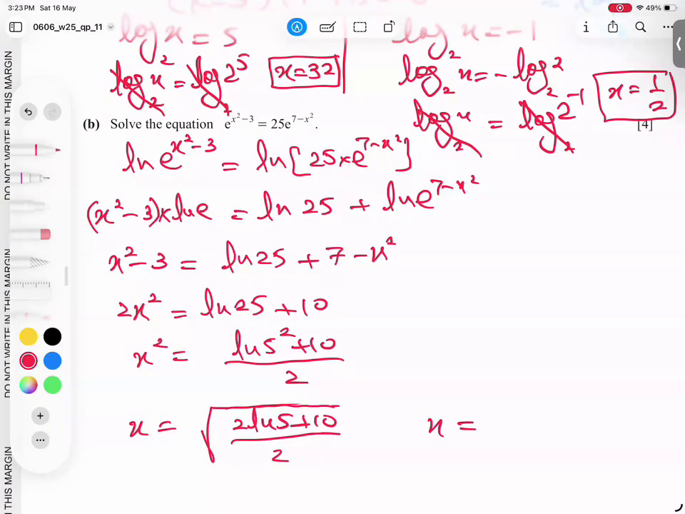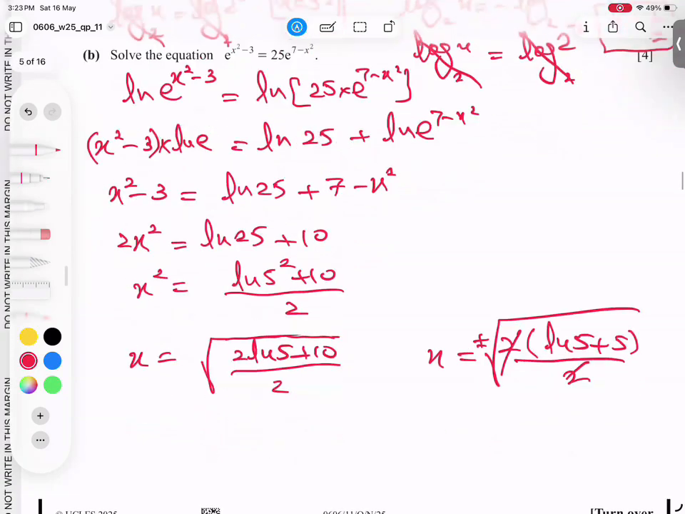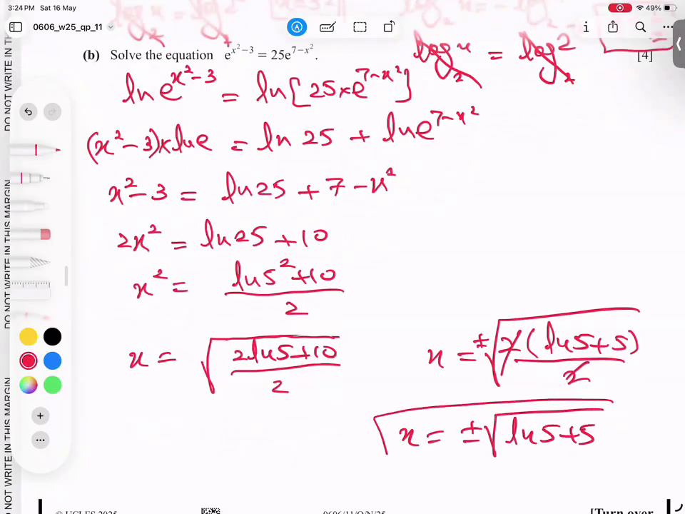Now 2 common from the top, I get logarithm of 5 plus 5 over 2, and this cancels out. And finally, I'm getting the answer, what? Plus and minus root of logarithm 5 plus 5. And I hope the concept is very clear and the question is completely over.